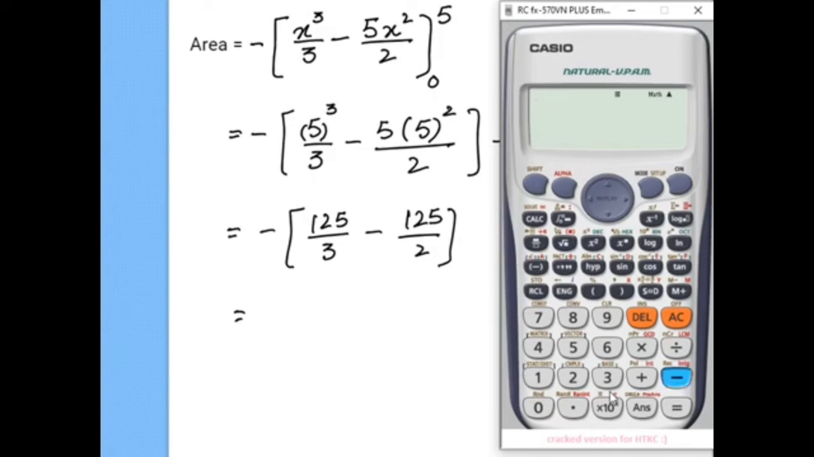So we have negative 125 by 3, then negative 125 by 2. So the answer is positive 125 by 6. So 125 by 6 is the answer. Now we will use the calculator to simplify or get the answer.